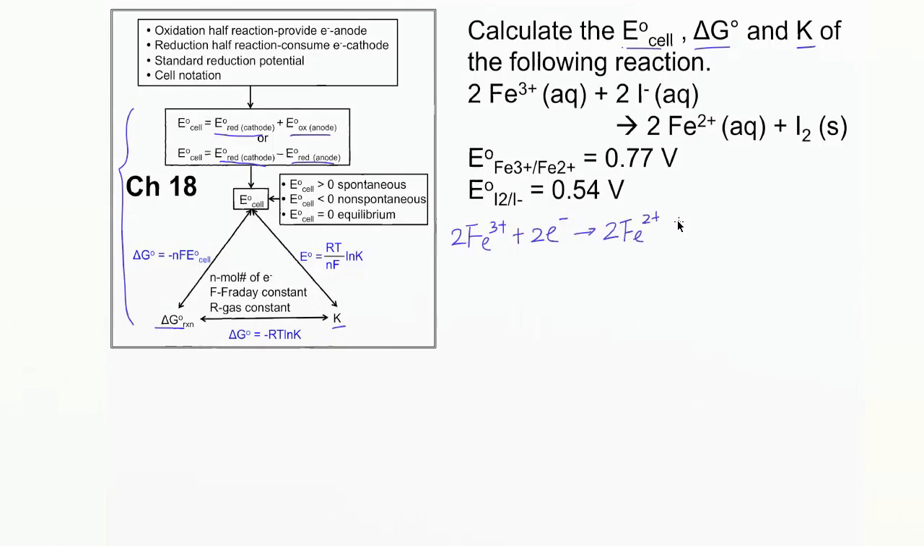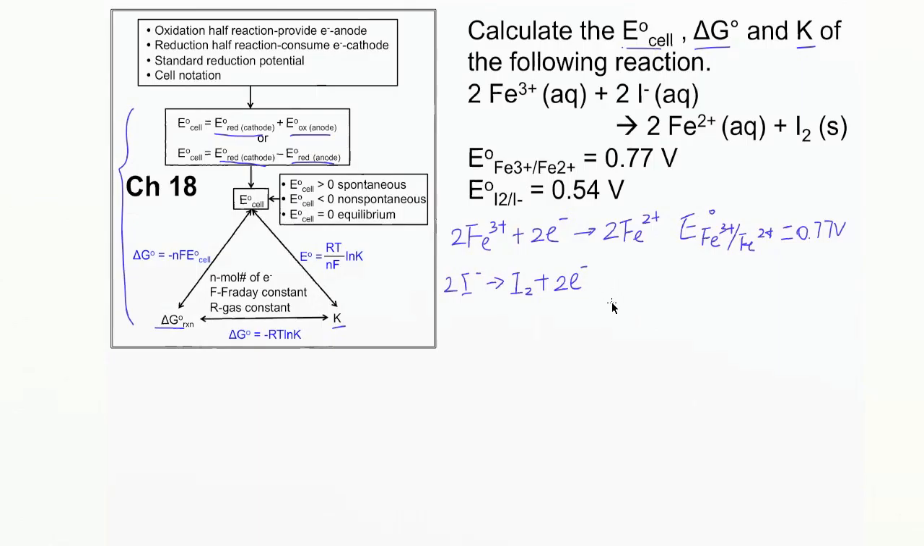And this is apparently going to be the cathode. So the reduction potential for the cathode is Fe3+ to Fe2+. It's given here, right? Fe3+ to Fe2+, right here, and that is 0.77 volt. The oxidation would be 2 iodide giving you one equivalent of iodine plus 2 electrons.